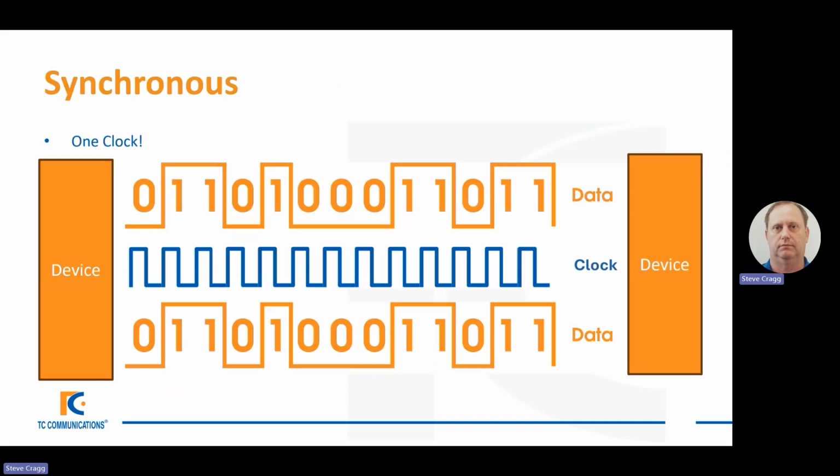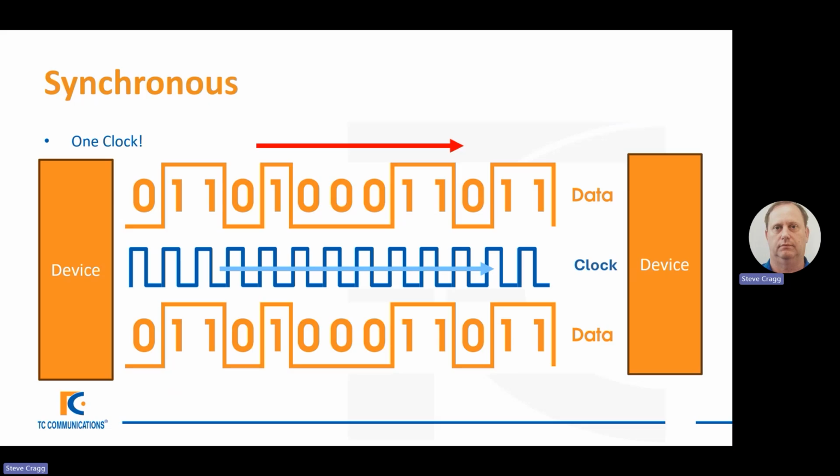Now, important thing, how many clocks are there? There is only one. There is only one clock, and we'll show here how it works. So the clock comes from one device to the other device, and data that is transmitted will be transmitted synchronously with that clock.